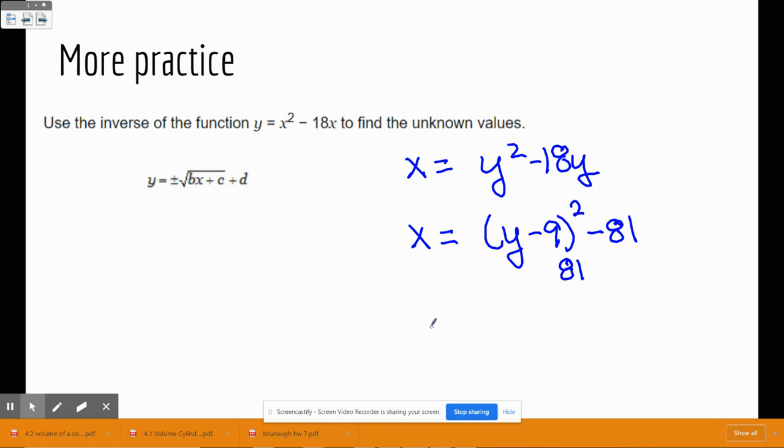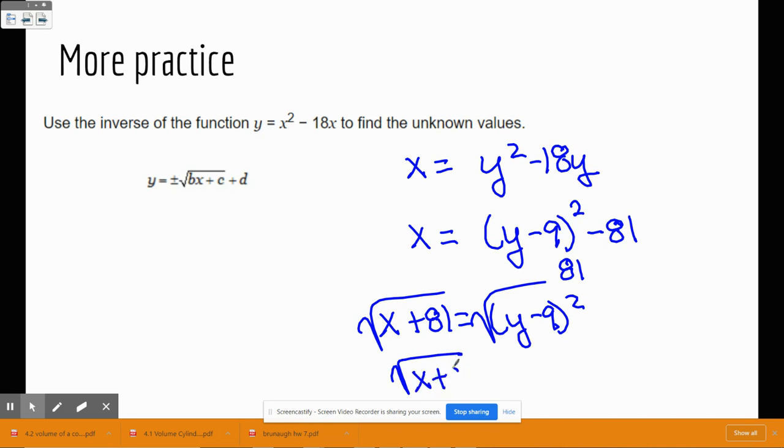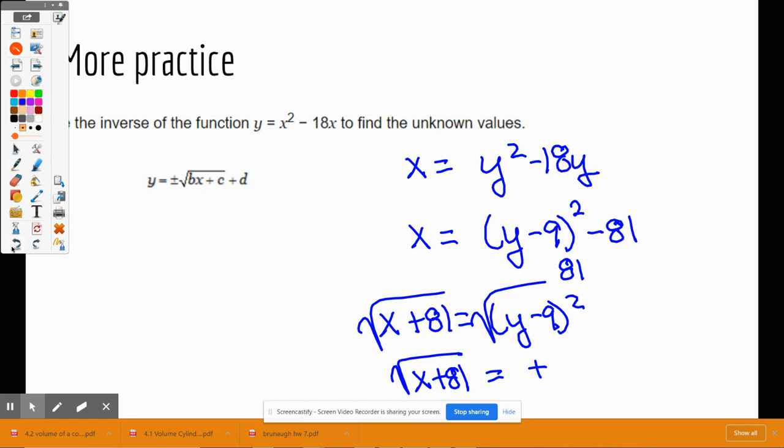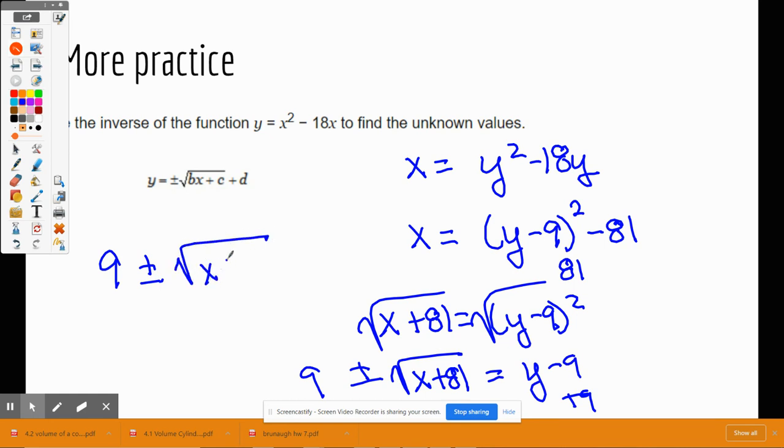And now we're going to get y by itself. So it'll be x plus 81 is y minus 9 squared. Square root both sides. Don't try to square root that 81. That 81 is part of the x. You cannot simplify that. Is plus or minus y minus 9. I didn't mean to put that there. I meant to put the plus or minus over here. There's the y minus 9. Now add 9 to both sides, and I get 9 plus or minus the square root of x plus 81.